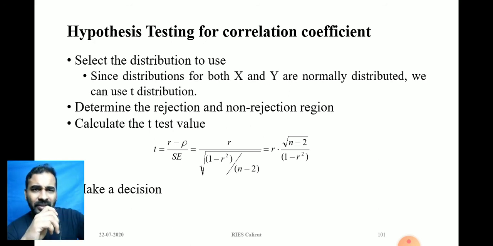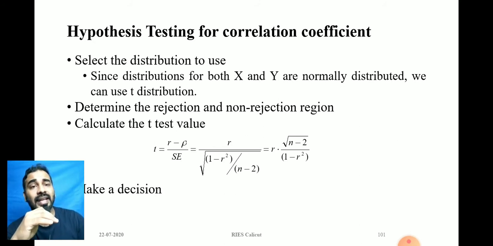Then we determine the rejection and non-rejection region using the degrees of freedom. As you know, degrees of freedom is n minus 2 if there are two variables, n minus 3 if there are three variables. So n minus k is your degrees of freedom, where k is the number of variables in your analysis.